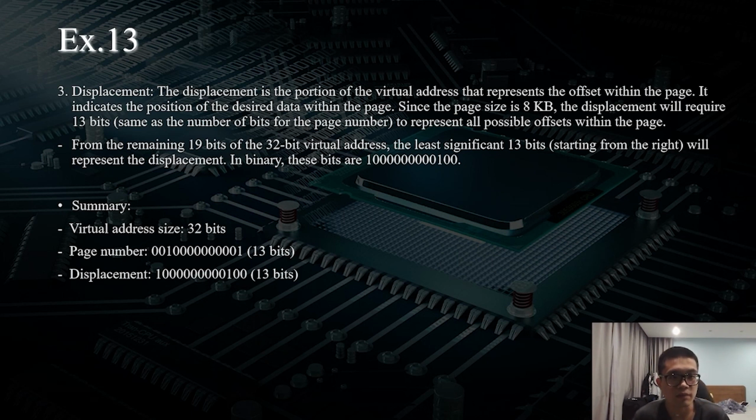And we will have the summary of the result of exercise 13. Virtual address size is 32 bits. The page number and displacement are both 13 bits.